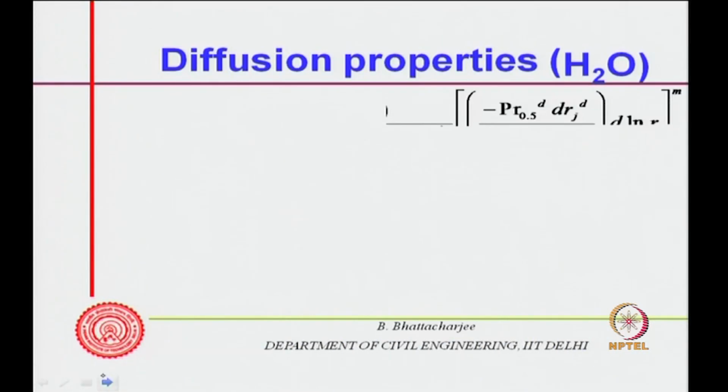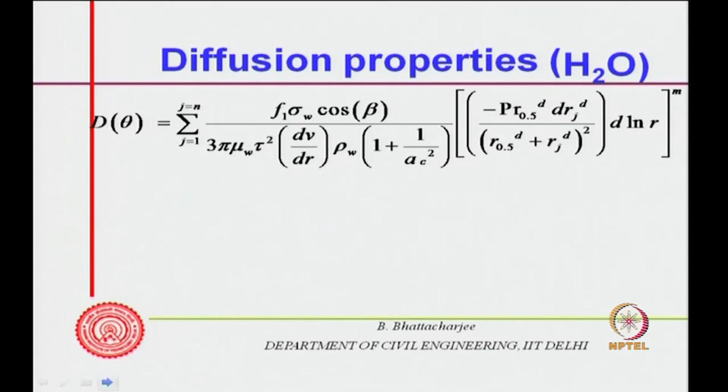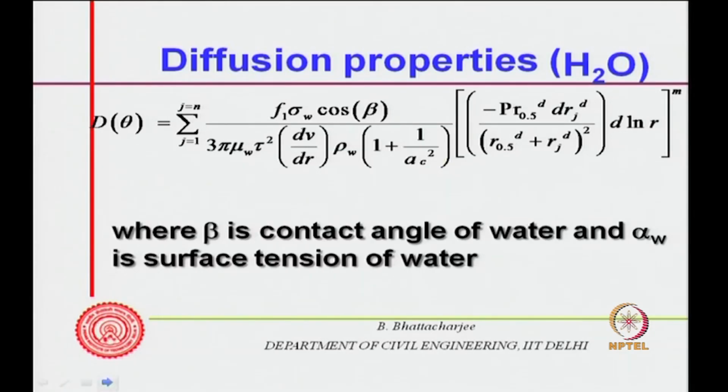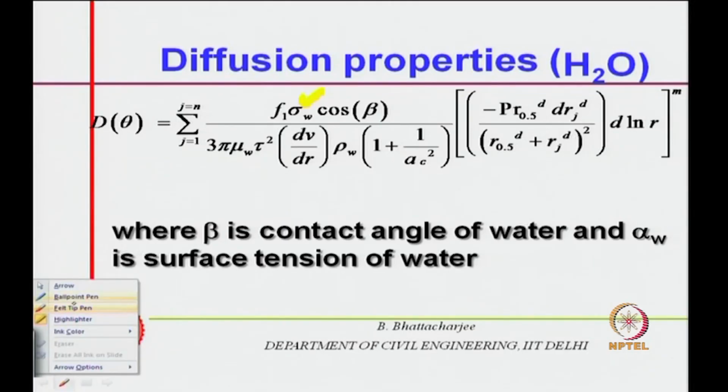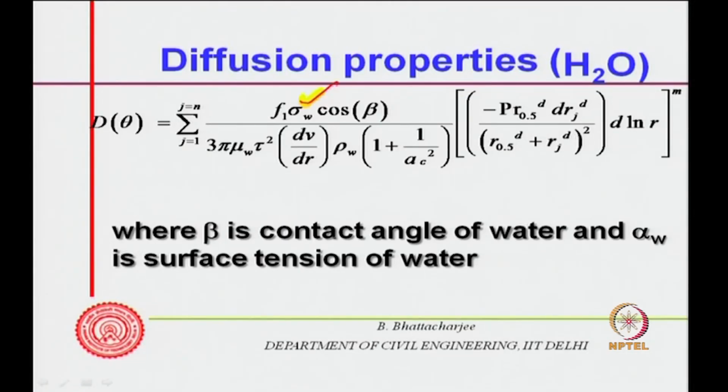Similarly, this hydraulic diffusivity can be expressed in a similar manner from pore size distribution using this equation. All the things are the same, except that here this is the surface tension property, the surface tension properties of water, and F1 relates to aspect ratio actually. F1 is another property which is related to pore size distribution.